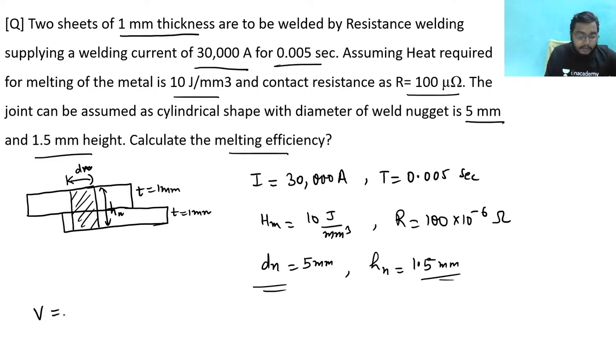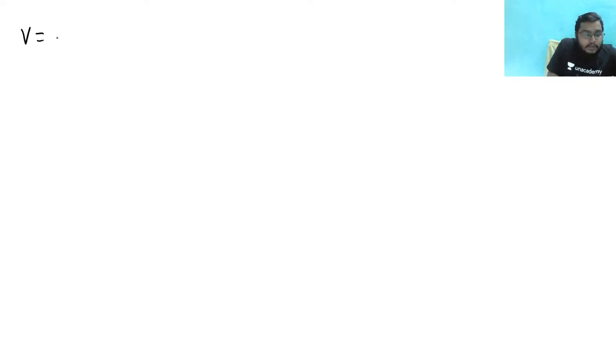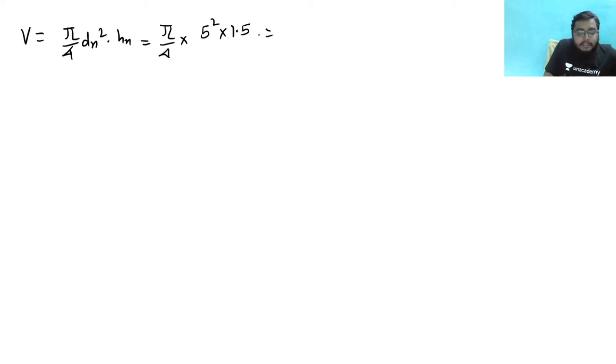So what is the volume of the weld nugget? Is it pi by 4 dn square into hn? Everything is given to you. So V would be pi by 4 dn square hn, that is pi by 4, dn is given as 5 square, hn is 1.5, so definitely that is in mm cube. So 29.452 you are getting in mm cube.